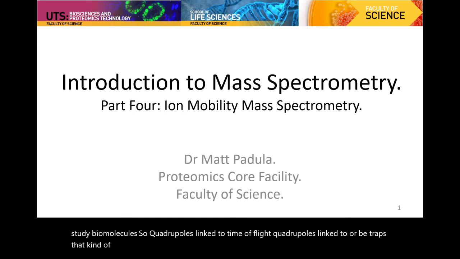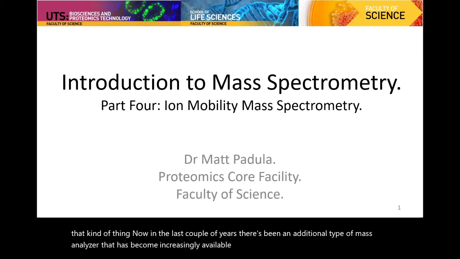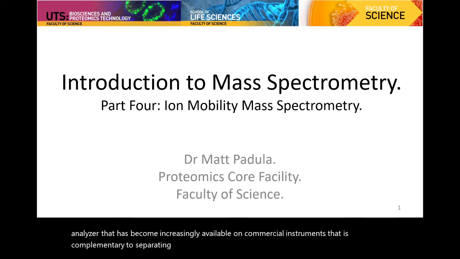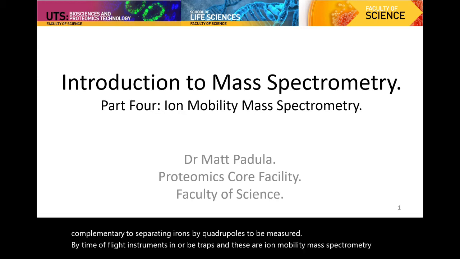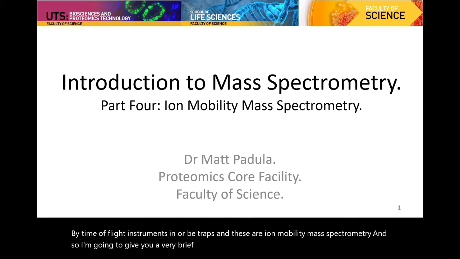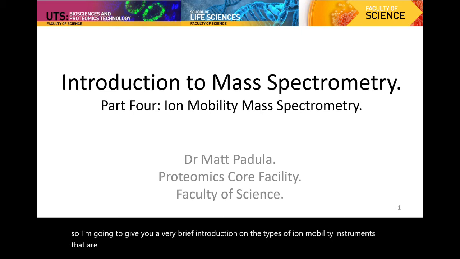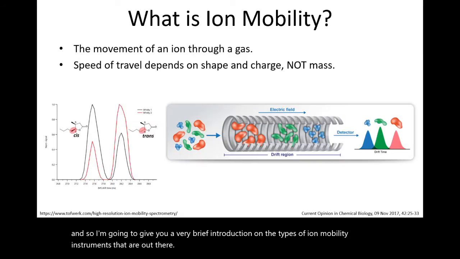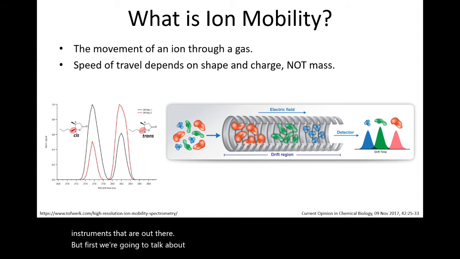Now, in the last couple of years, there's been an additional type of mass analyzer that has become increasingly available on commercial instruments that is complementary to separating ions by quadrupoles to be measured by time of flight instruments and Orbitraps. And these are ion mobility mass spectrometry. And so I'm going to give you a very brief introduction on the types of ion mobility instruments that are out there. But first, we're going to talk about what ion mobility actually is.